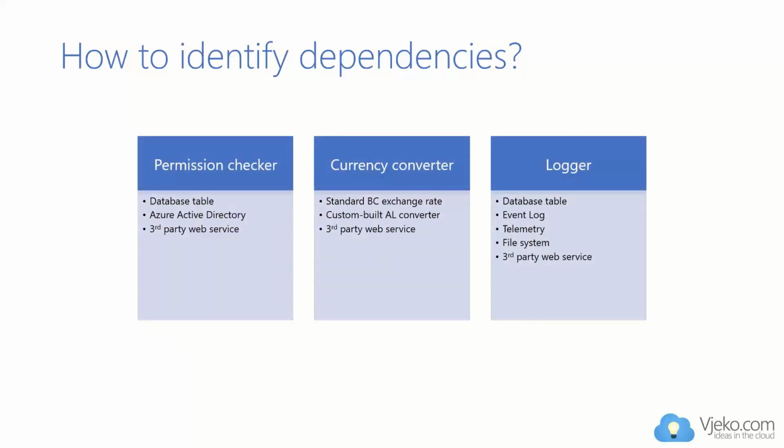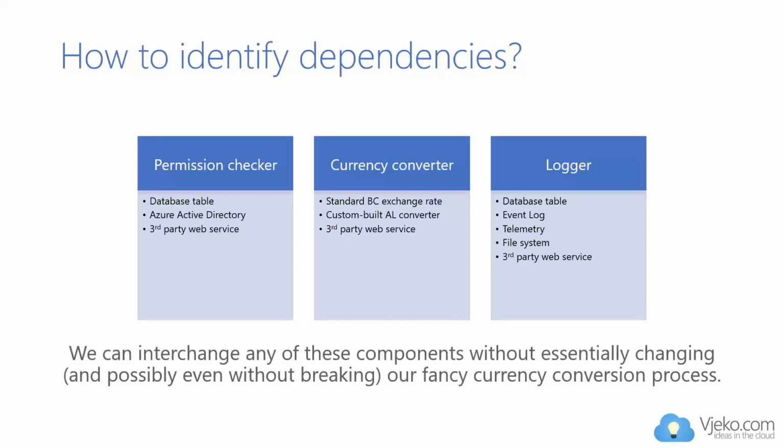So in my example, I have these 3 dependencies. I have a permission checker, a currency converter, and a logger. By default, the permission checker is a database table, the currency converter is the standard BC exchange rate, and the logger is a database table. But I can freely interchange any of these. The permission checker could be Azure Active Directory, the currency converter could be some third-party web service, or the logger could be telemetry, or whatever. And my process would still work. It doesn't care where the permission answer comes from, whether I am allowed or not to perform this. And it also doesn't care how the currency converter dependency converted it. Did it use some third-party web service, or did it use standard BC? It just gives the same input and gets the same output, and that's all my process cares about.